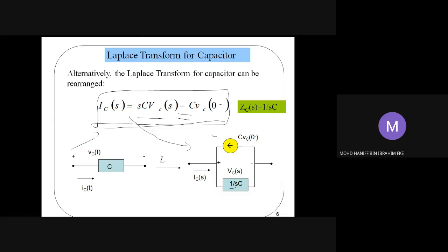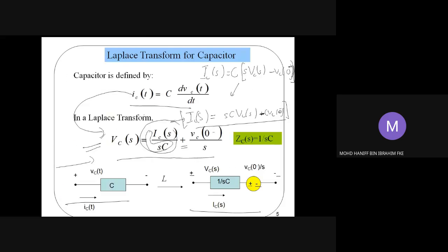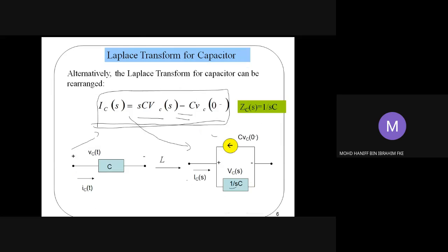And on the circuit transformation, you need to know that this is the transformation that happens in the capacitor component, from the time domain to the frequency domain. Okay. So any questions so far on this transformation of your passive components R, L, and C?